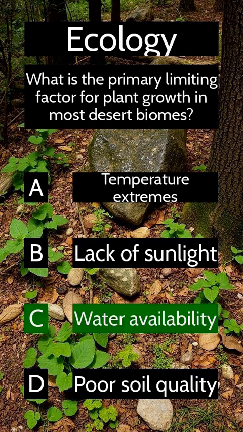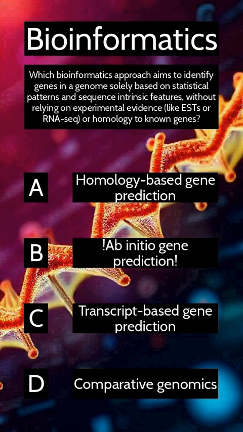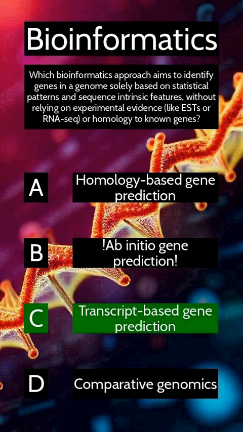Answer C. Water availability. Which bioinformatics approach aims to identify genes in a genome solely based on statistical patterns and sequence intrinsic features, without relying on experimental evidence, like ESTs or RNA-seq, or homology to known genes? Answer C. Transcript-based gene prediction.